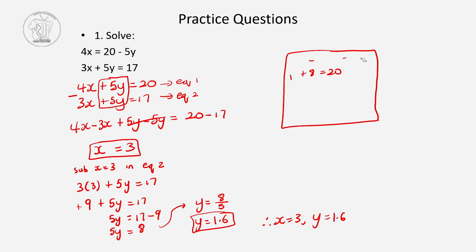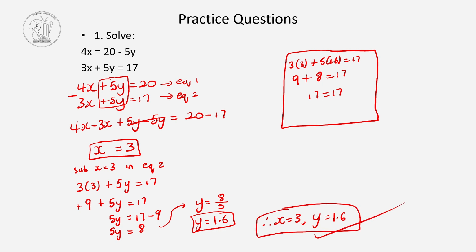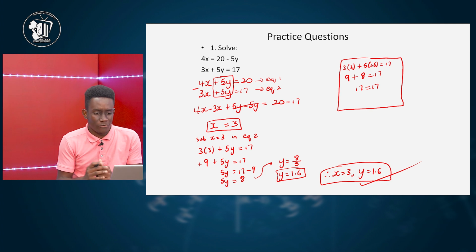So let's check for the other one. So we'll have 3x plus 5y is equal to 17. So 3x, instead of x, we'll say 3, plus 5 times y, which is 1.6, is equal to 17. So 3 times 3 is 9 plus 5 times 1.6, that will give you 8, is equal to 17. 9 plus 8 is equal to 17. So we know that checks out. So that is correct. So we know our answer that we got at the bottom here is 100% correct, and we got all of our marks.